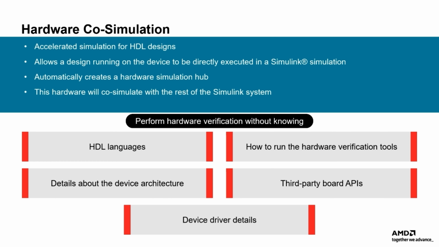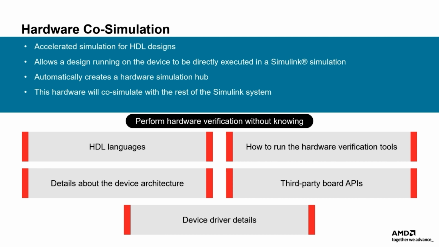Vitis Model Composer provides accelerated simulation through hardware co-simulation, which makes it possible to incorporate a design running in a device directly into a Simulink simulation. Hardware co-simulation allows all or a portion of the Vitis Model Composer design that had been simulating in the Simulink environment as sequential software to be executed in parallel on the device. This can speed up simulation dramatically.